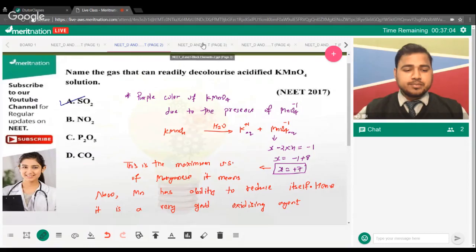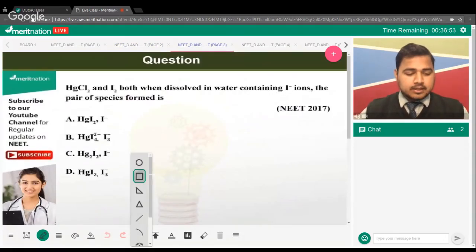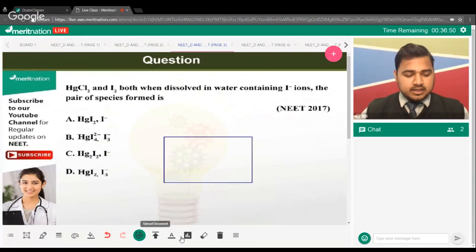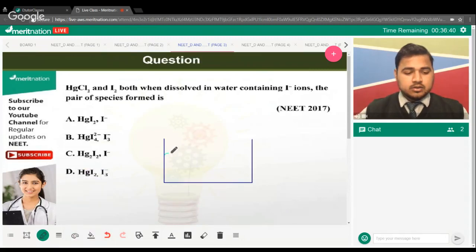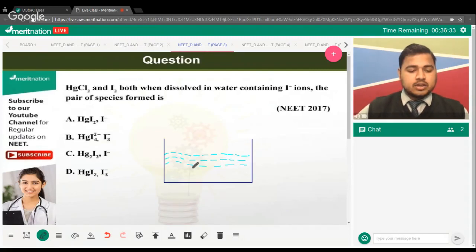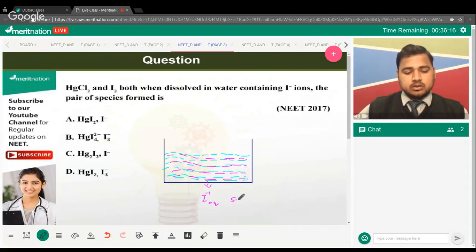Let's move on to the next question. HgCl2 and I2 both when dissolved in water containing I negative ions. Let's have a look, students. This is the container. In this container, this solution is available. This is the water, along with the aqueous I negative solution.